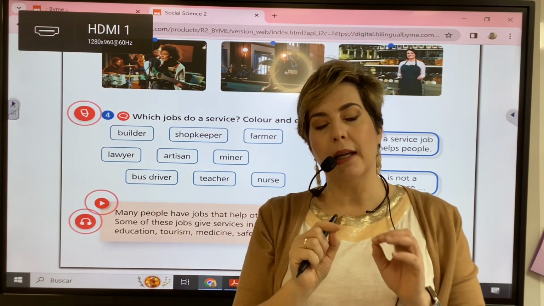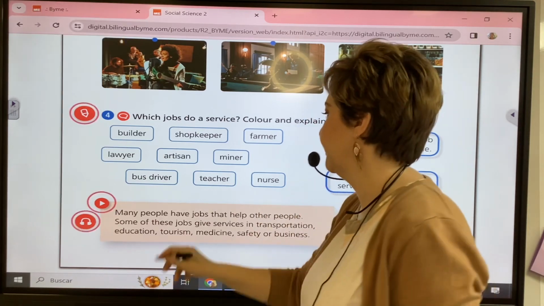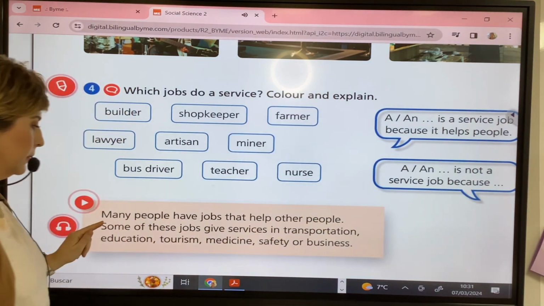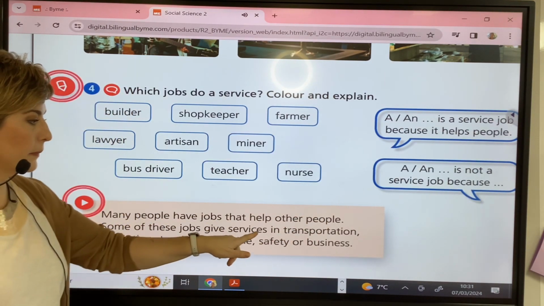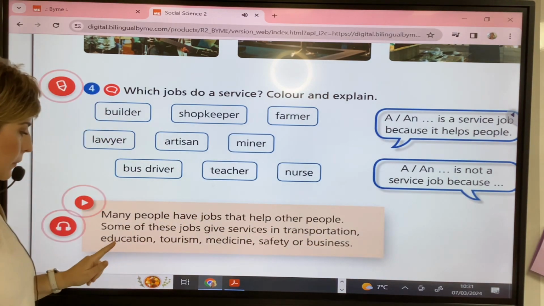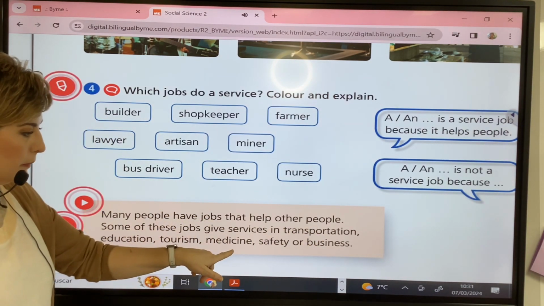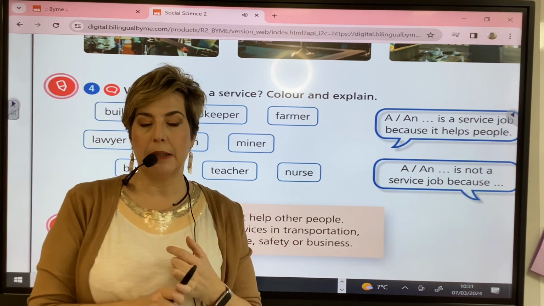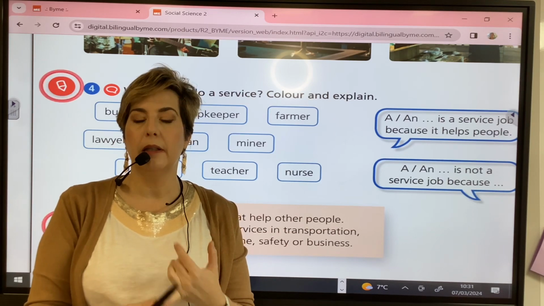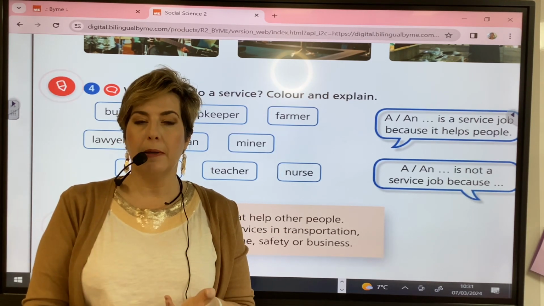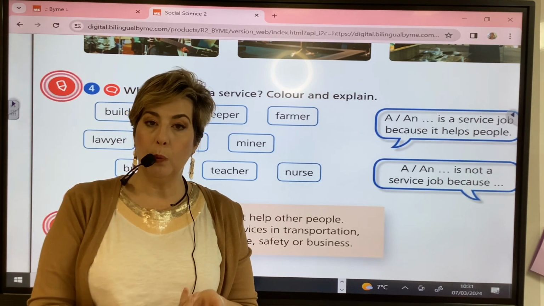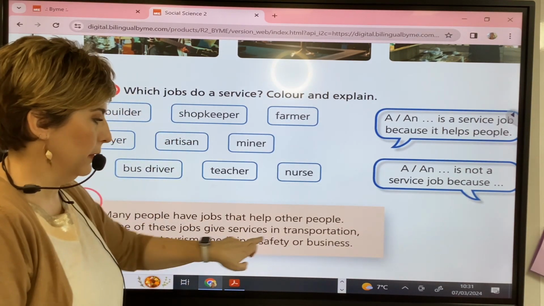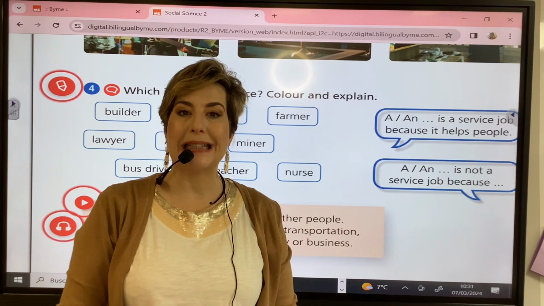Let's listen to the little summary of this group. Many people have jobs that help other people. Some of these jobs give services in transportation, education, tourism, medicine, safety, or business. Safety, remember, is police officer, firefighter, guardia civil, people who work in the army, what we call militares, all those people, they give or provide a service that is called safety.